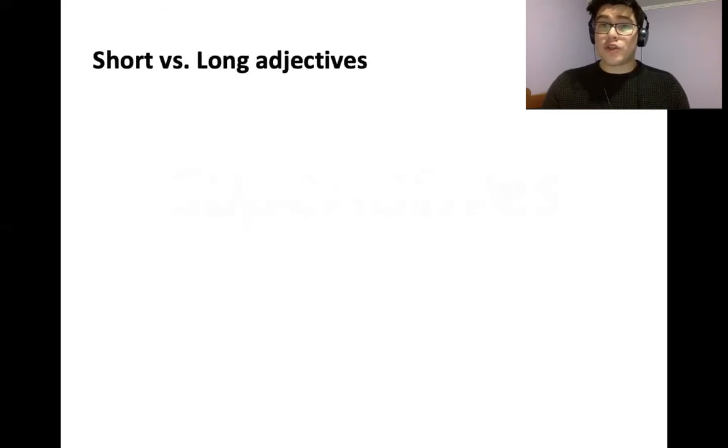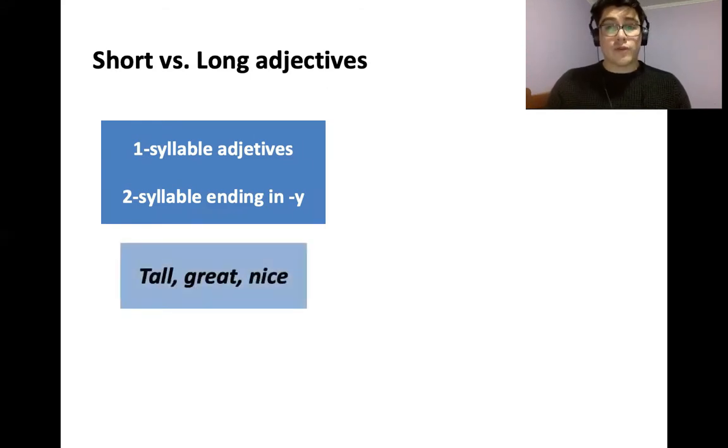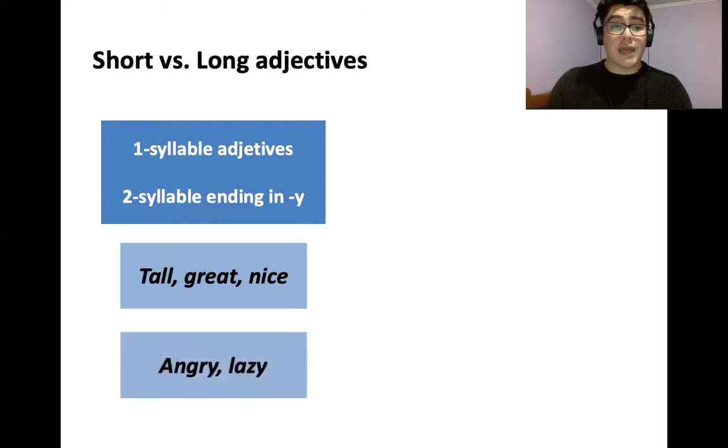First, we need to remember the short and the long adjectives. We can have short adjectives and we can have long adjectives. Short adjectives are those adjectives that have one syllable, or those adjectives that have two syllables finished in Y. Let's see a few examples. Some adjectives that have one syllable can be tall, great, nice. Some adjectives that have two syllables finished in Y can be angry or lazy. You can see angry finishes in Y, lazy finishes in Y.